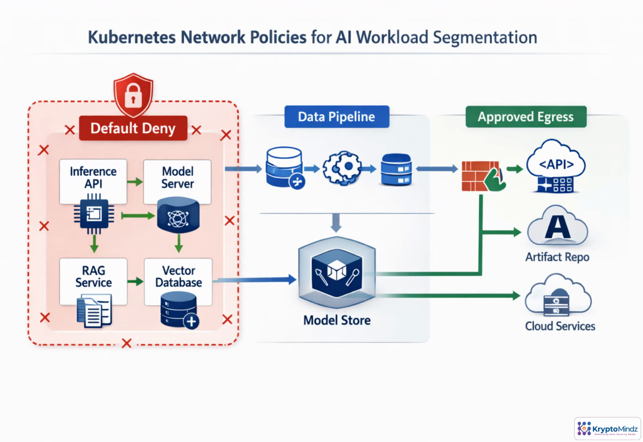Network policies turn the Kubernetes network into a least privilege environment. For sensitive AI namespaces, begin by denying ingress and egress by default. Then allow only the flows the workload actually needs. Inference to the model server, RAG to the vector database, pipelines to the model store, and approved outbound calls. Labels matter here because selectors define what is protected. A mislabeled pod can accidentally bypass controls or break critical communication.